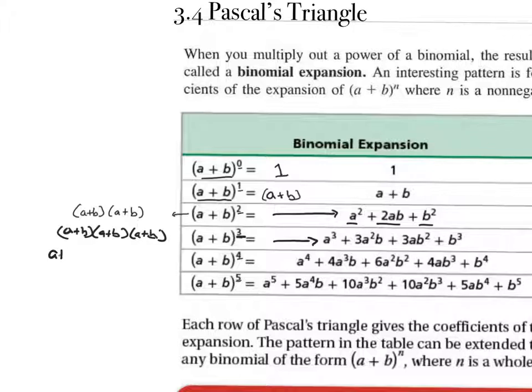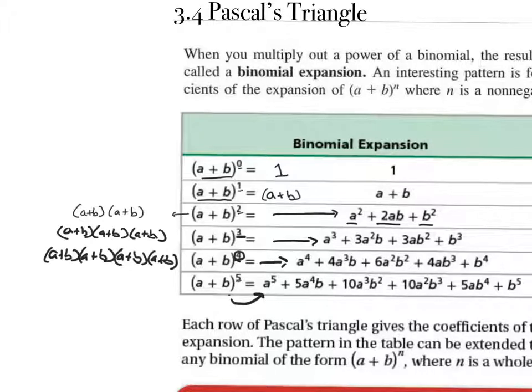So we've got a plus b times a plus b times a plus b times a plus b, 4 different times, because this is a plus b to the 4th power, multiplying that 4 times. And when we expand that, what we'll be left with is all of this over here. And finally, when we do a plus b to the 5th power, we'd get all this.